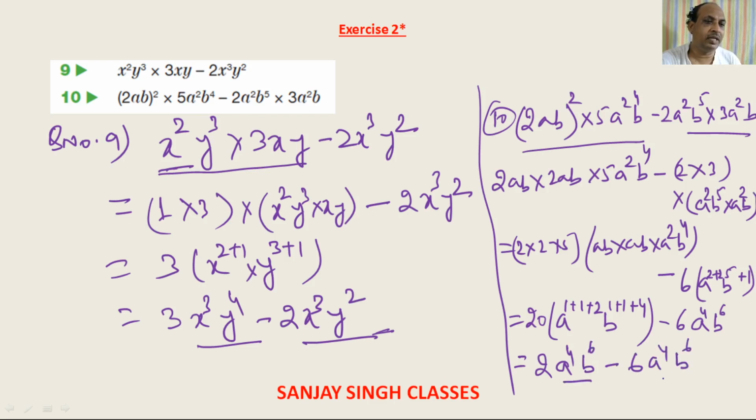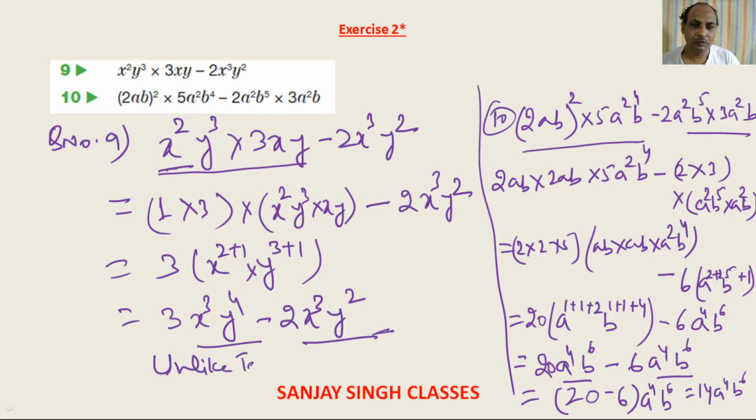Now we see that variables both are same in this case. It means both have become like terms. Here it is 20. If both are like terms, we can go for addition and subtraction. So we can subtract 20 minus 6. So 20 minus 6 a to the power 4 b6 will be giving us 14 a to the power 4 b6. Here it was unlike terms. Here these are like terms.